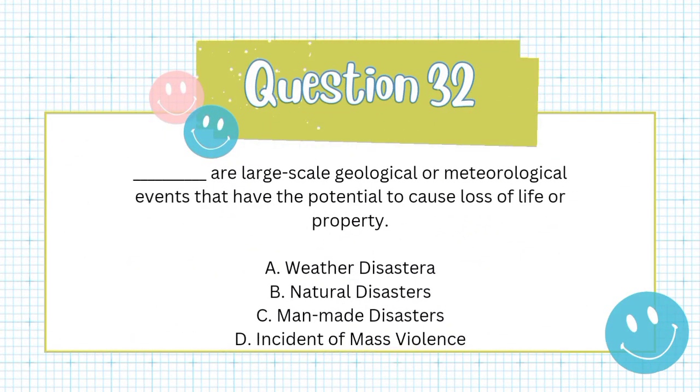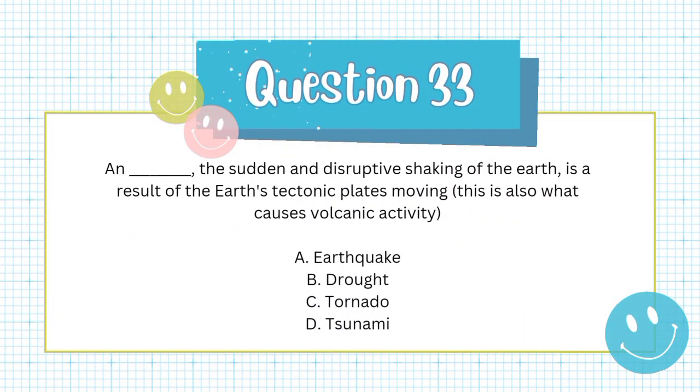32. Blank are large-scale geological or meteorological events that have the potential to cause loss of life or property. A. Weather disasters. B. Natural disasters. C. Man-made disasters. D. Incident of mass violence. The correct answer is B. Natural disasters.